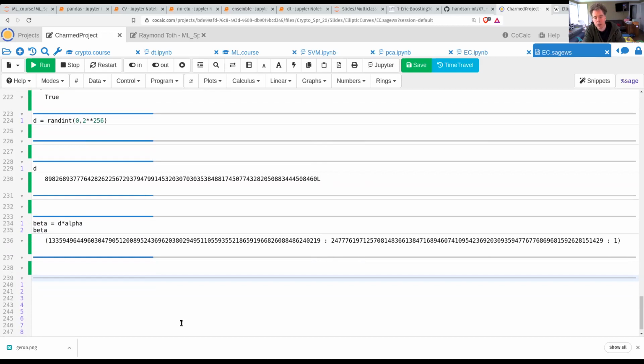So anyway, there's beta. And once you're given beta, there's no way to recover D, except for Pollard's rho or Shanks's baby-step giant-step or something like that.